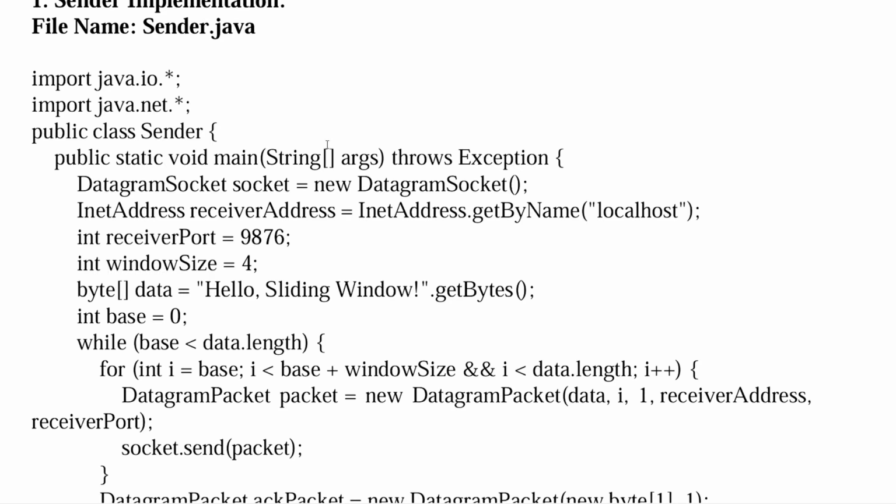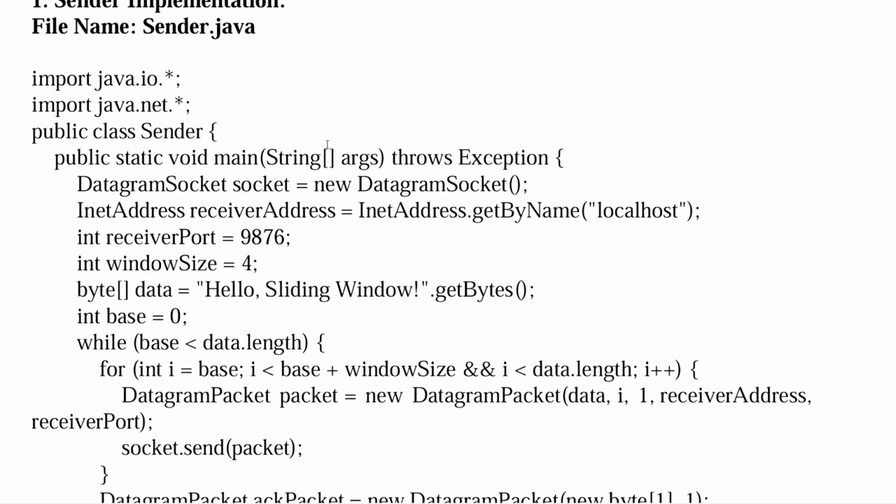Next I am receiving the acknowledgement datagram packet: acknowledgement packet equals new DatagramPacket(new byte[1], 1). Here it creates the packet to receive the acknowledgement. The acknowledgement contains 1 byte representing the sequence number acknowledged. Next is extract acknowledgement value. So here int acknowledgement equals acknowledgement packet dot getData()[0], which reads the acknowledgement value.